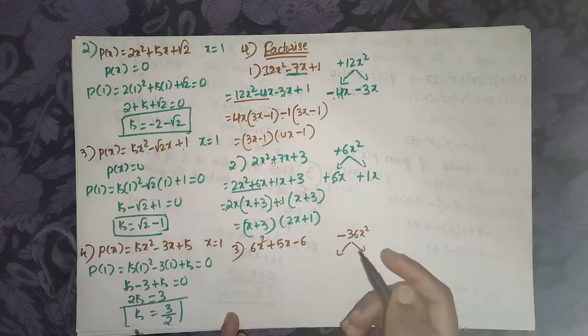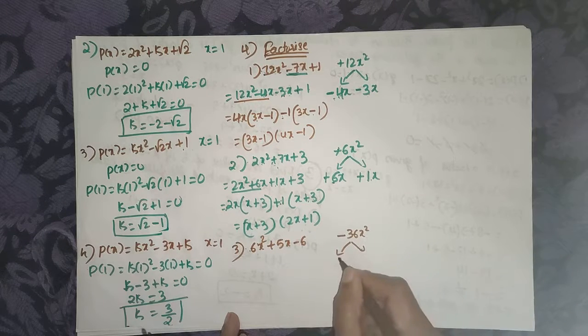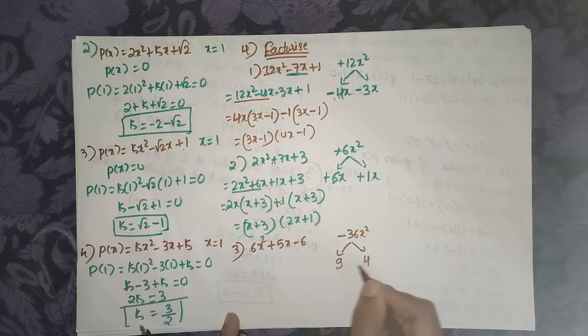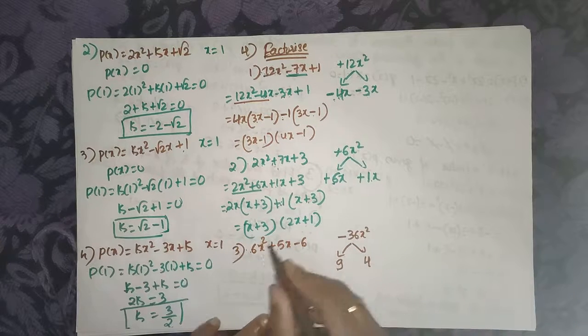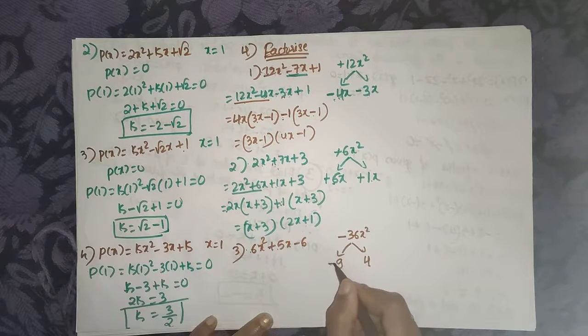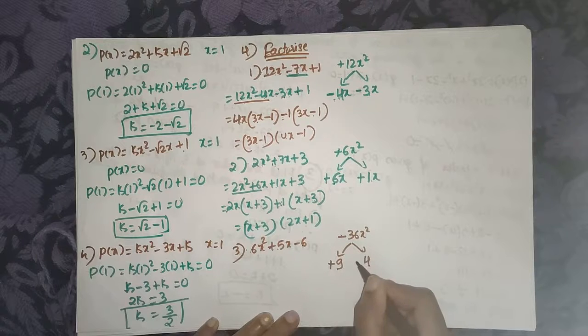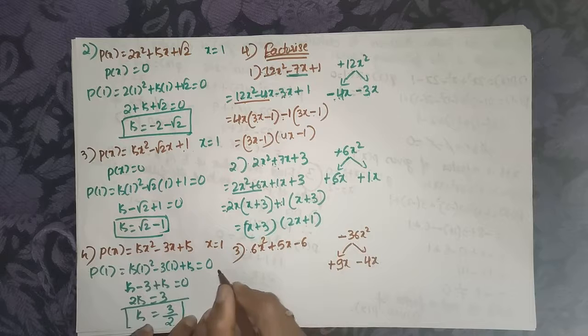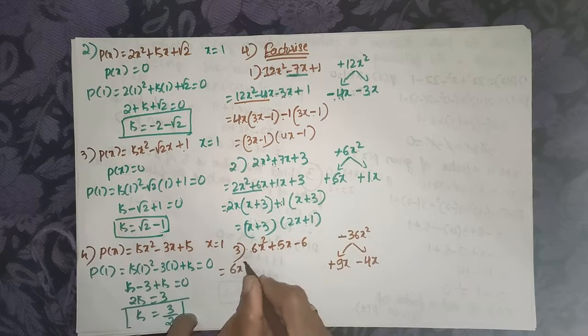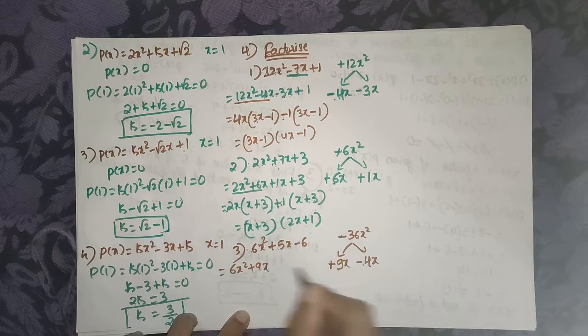Take another number. Yes, you take 9 4s are 36. 9 minus 4 becomes 5. If you do subtraction or addition, it becomes 5. So here this is plus, the greater one is plus. Plus into minus, this is minus. The x square can be done as x. Then here 6x square plus 9x minus 4x minus 6.